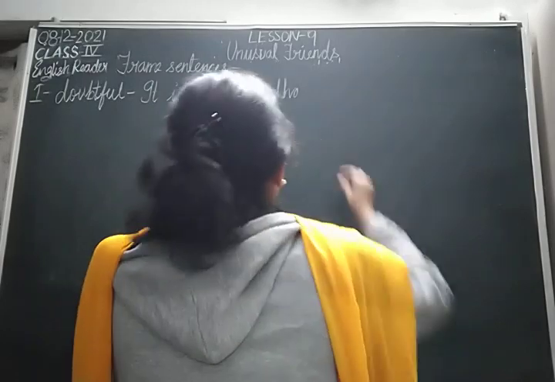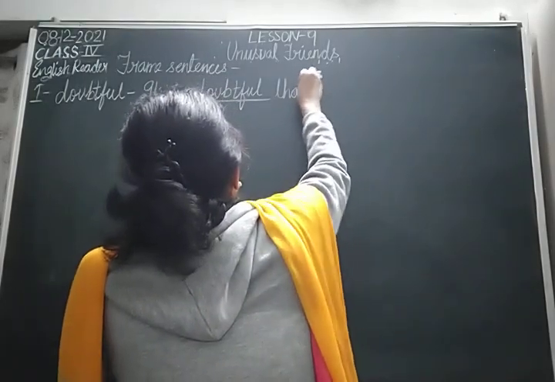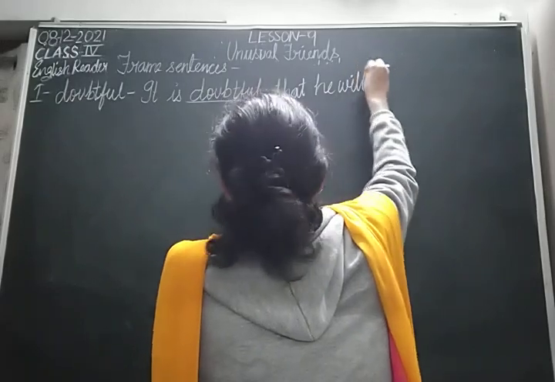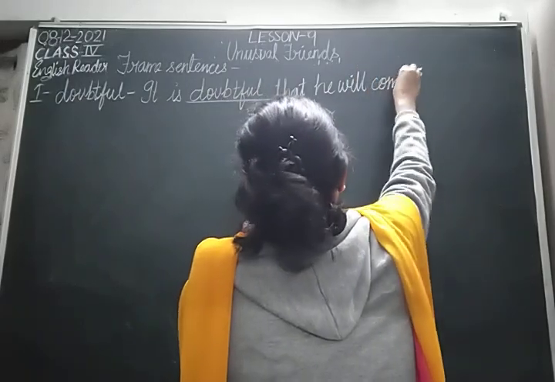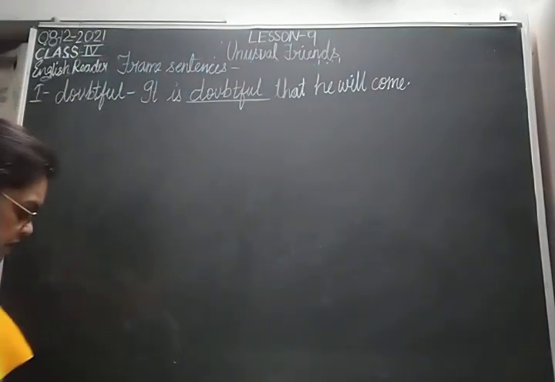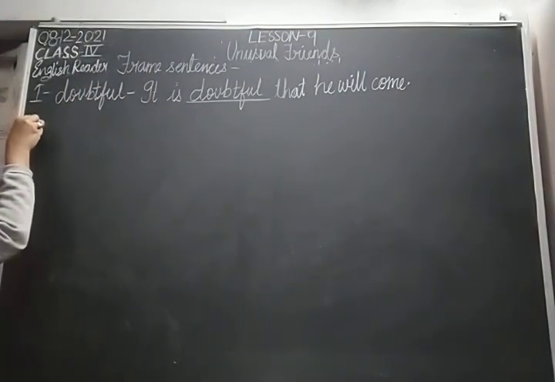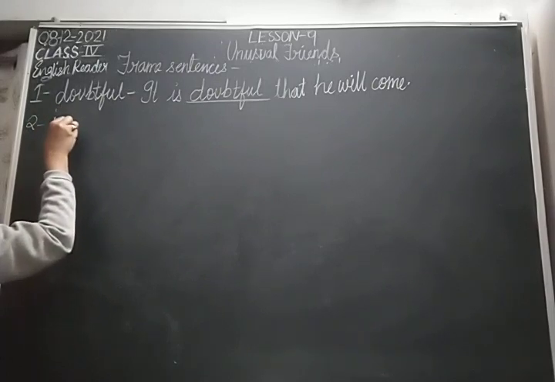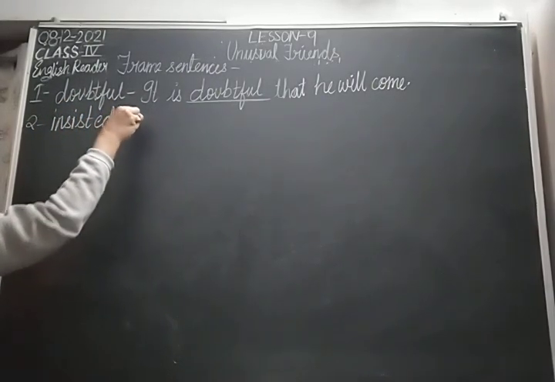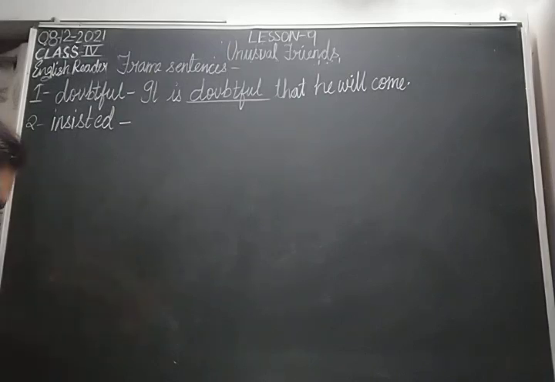It is doubtful that he will come. Please draw a parting line neatly after each sentence. The second word is insisted. Insisted means agra karna, jor dena.